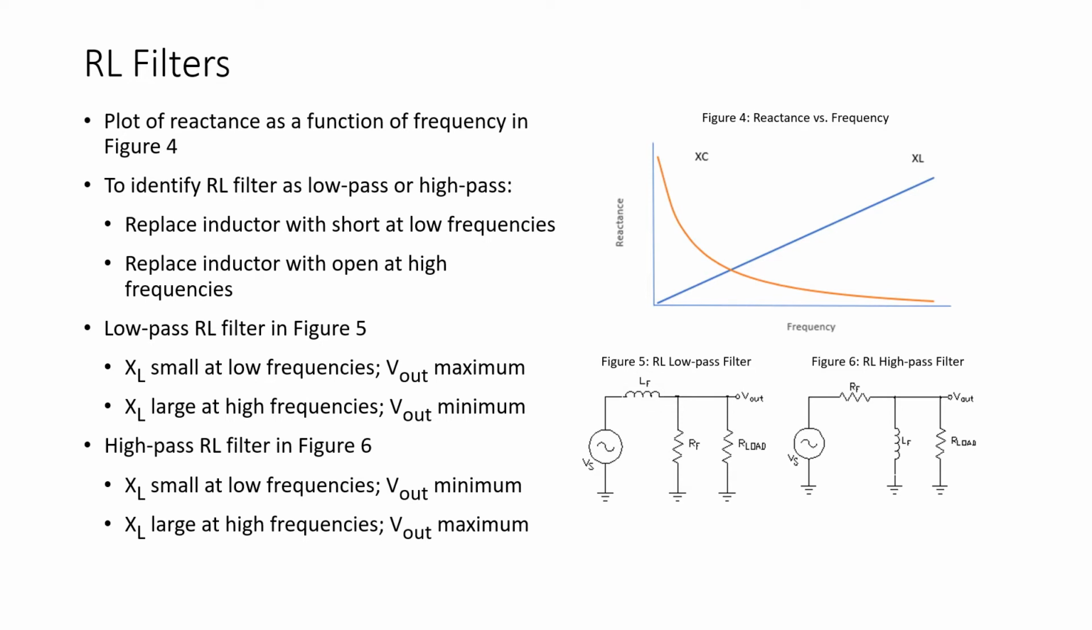And looking at the circuit of Figure 6, again at low frequencies, I replace the inductor with a short, which shorts the output to ground. The output voltage will be minimum. And at high frequencies, I replace the inductor with an open, and the only path for current is through RF and R load. The output will be at its maximum.